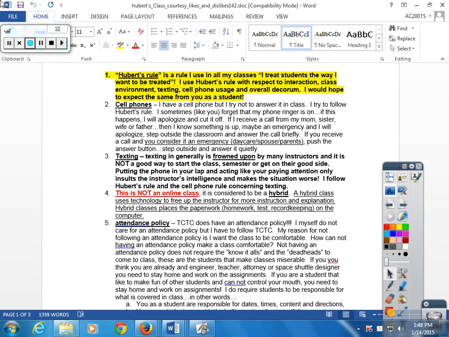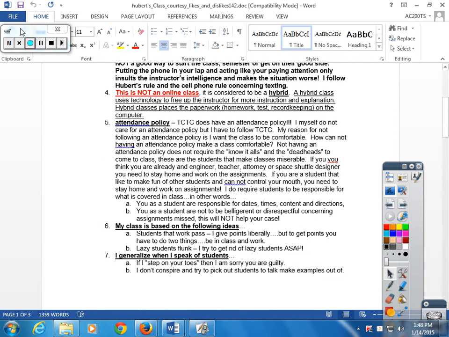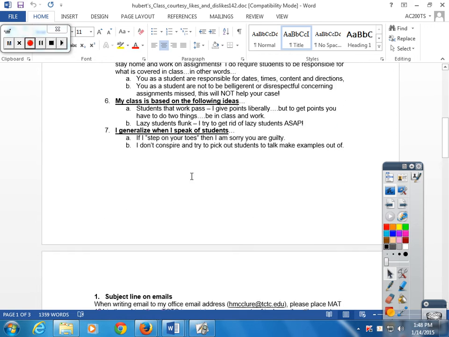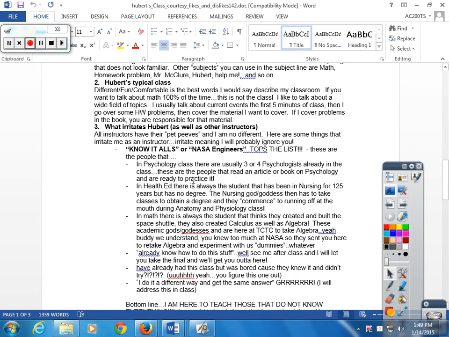It's not my policy. That's pretty much financial aid. And the rest of this is pretty much stuff that y'all can read. I don't want to go into it.